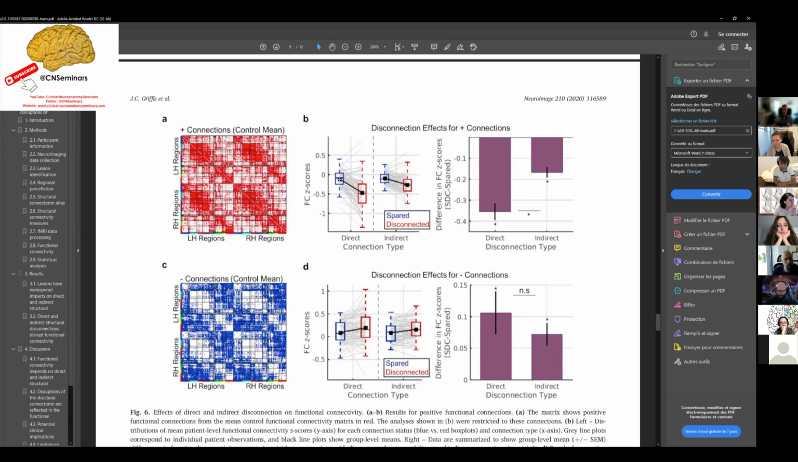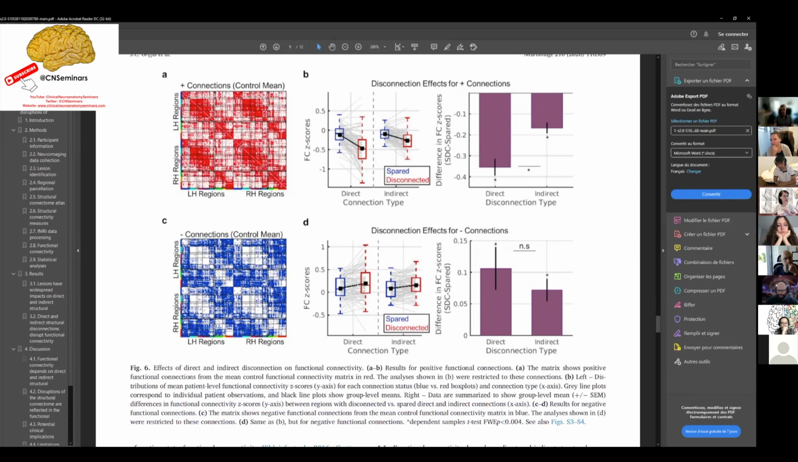And it is also the case for two regions that are not directly connected. There is also a disruption of the functional connectivity between these two regions, but it's not as strong as with direct connections. You have an equivalent result, although not as strong, with negative correlations. You can see that the score here increases, but this is because we are looking at negative, so it's getting closer to no correlation, basically. So you have a disruption of the functional connectivity between regions that are both directly and indirectly connected.